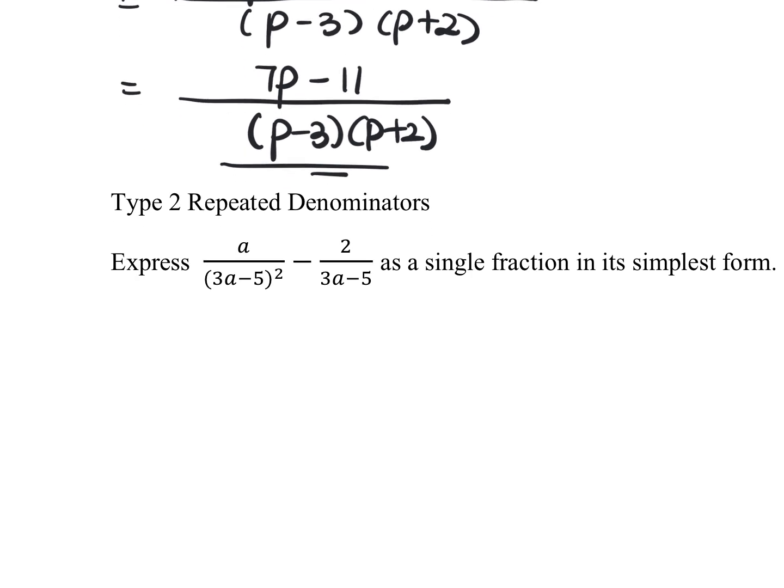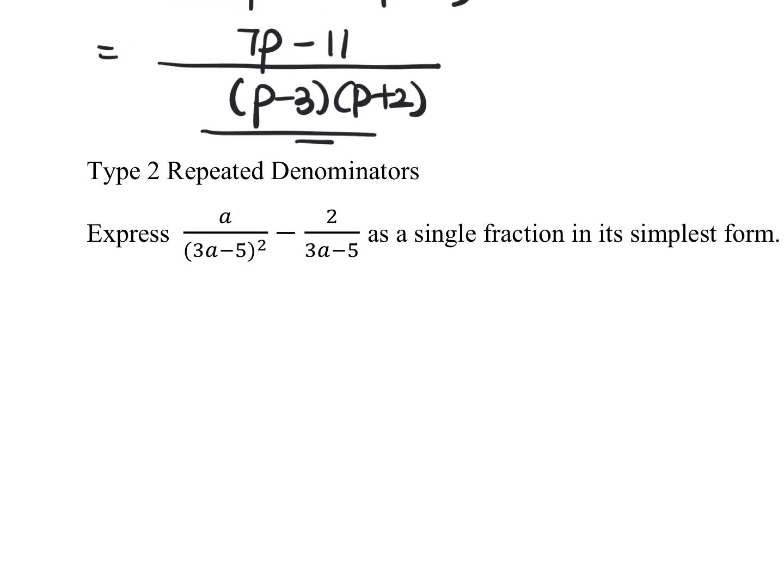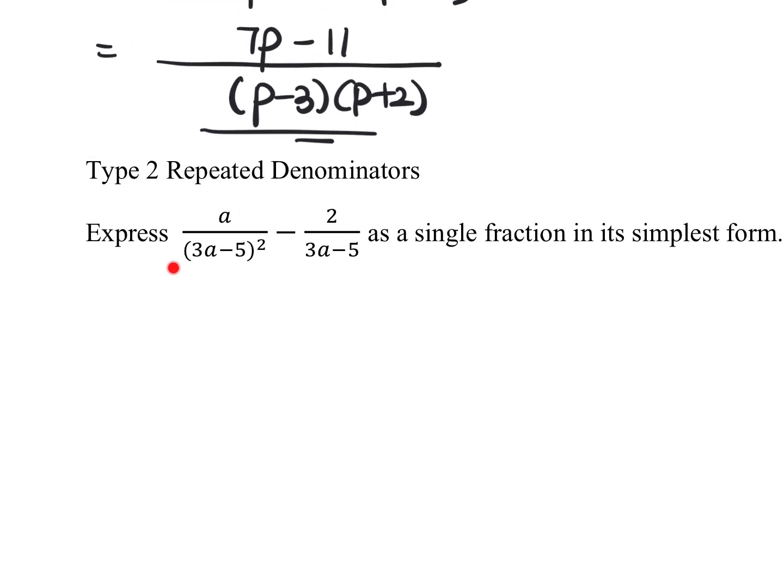The second type is a quadratic denominator. Observe the following. This denominator here has 3a minus 5, whole thing squared. So when it comes in the form of the whole thing squared, it means it's a quadratic factor, and the power 2 means I'm going to repeat the denominator twice. At the same time, I check the other denominator. Is there anything that we can factorize? There's nothing that we need to factorize, so we shall move on with our next step.